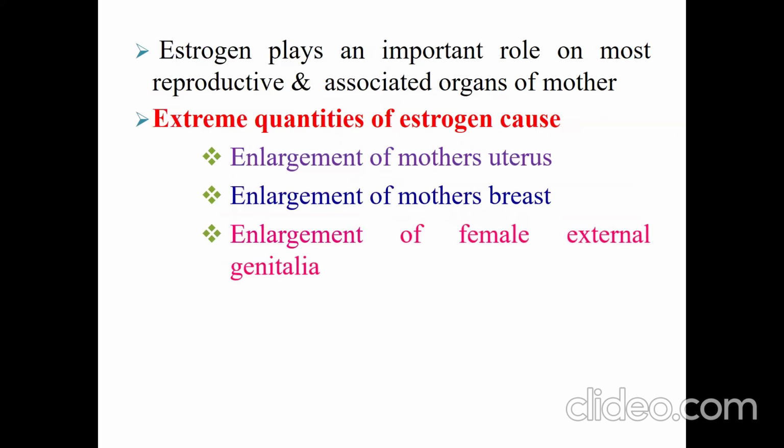Enlargement of the female external genitalia. All these are very important. Why is so much estrogen produced? Because until the external genitalia are enlarged, the fetus cannot come out and parturition cannot happen. That is also very important. And estrogen relaxes the pelvic ligaments of the mother. Of course, the relaxation of the pelvic ligament, the pubic symphysis, is the foremost one. Only then can the crowning of the head happen.